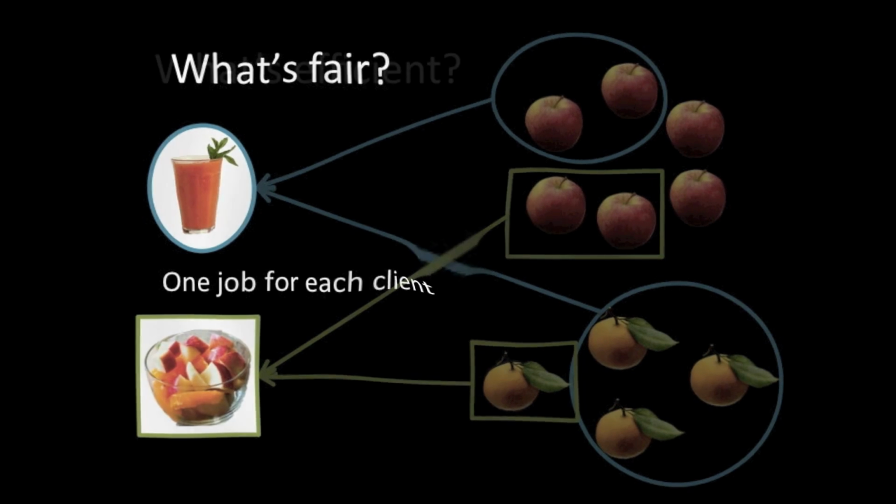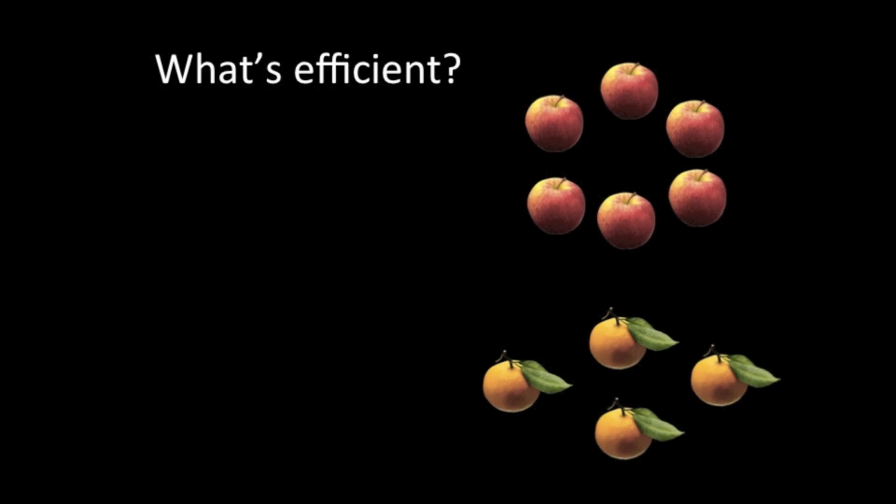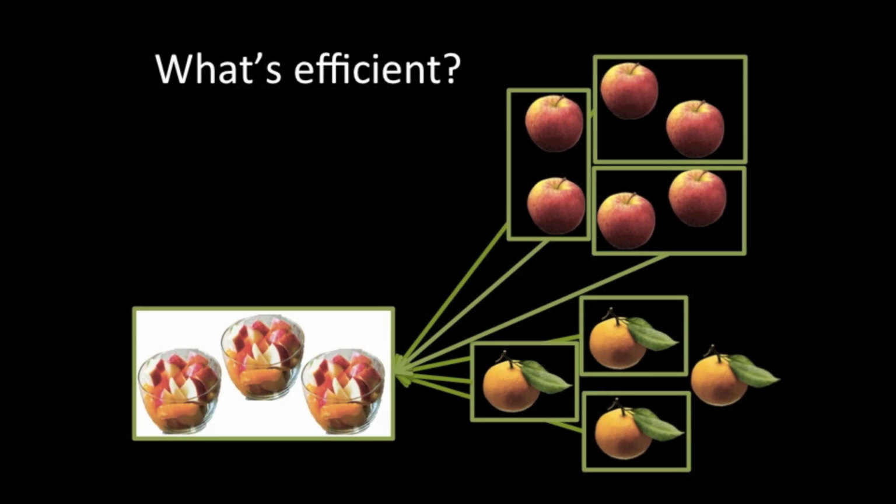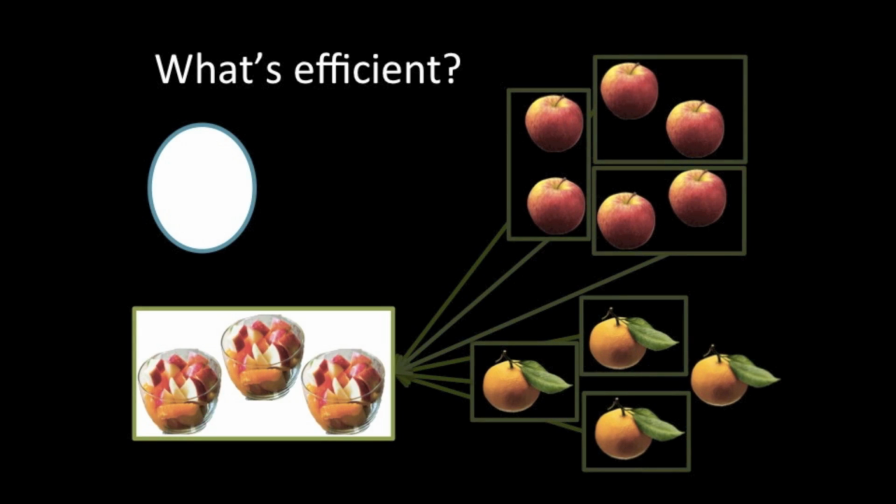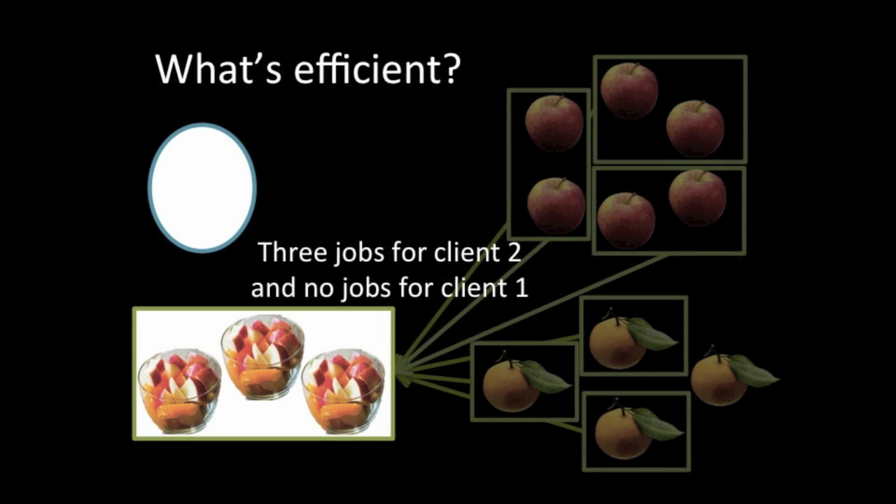But there's a second consideration here, and that's efficiency. If we give all the apples and 3 oranges to the second client, she gets 3 fruit salads, while the first client gets nothing. So we end up with 3 jobs total, but this allocation isn't very equitable. This fairness-efficiency trade-off happens because different clients have different resource requirements.